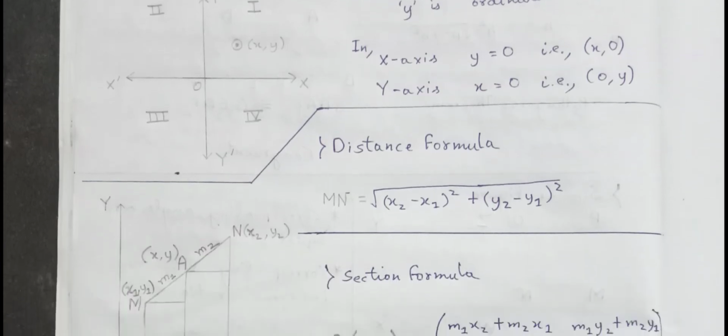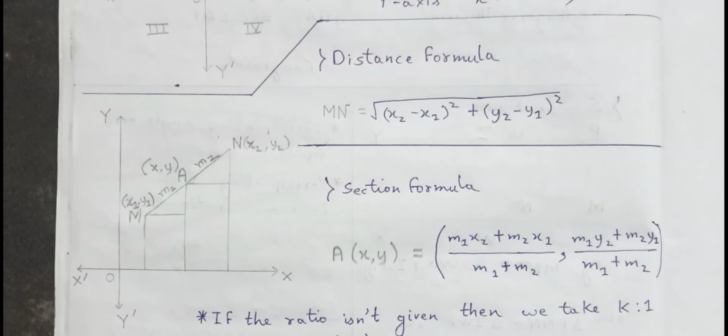distance formula. The distance formula is a formula used to figure out the distance between two distinct points. Here in the left bottom you can see a graph. In there we have taken two points, M and N. The M point is (x1, y1) and the N point is (x2, y2) respectively. The distance formula is written like this: MN distance equals root over (x2 minus x1) the whole square plus (y2 minus y1) the whole square.